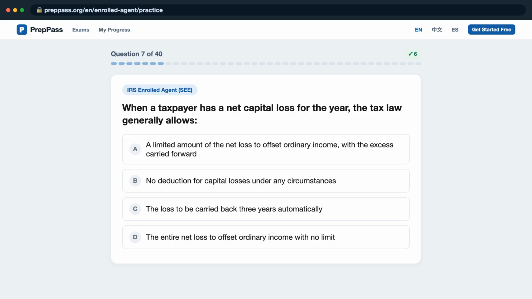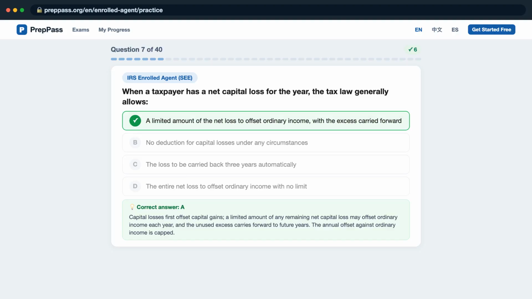Question 7. When a taxpayer has a net capital loss for the year, the tax law generally allows, is it A, a limited amount of the net loss to offset ordinary income, with the excess carried forward? B, no deduction for capital losses under any circumstances? C, the loss to be carried back 3 years automatically? D, the entire net loss to offset ordinary income with no limit? The correct answer is A, capital losses first offset capital gains.